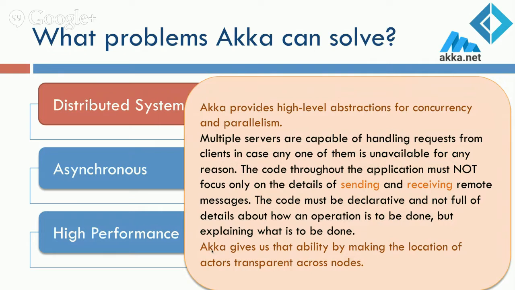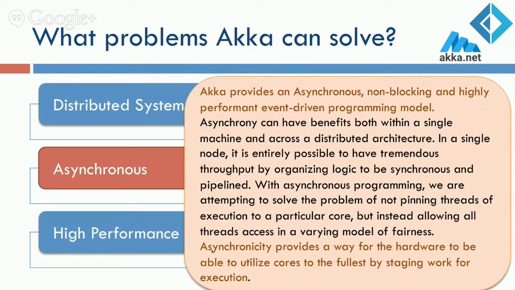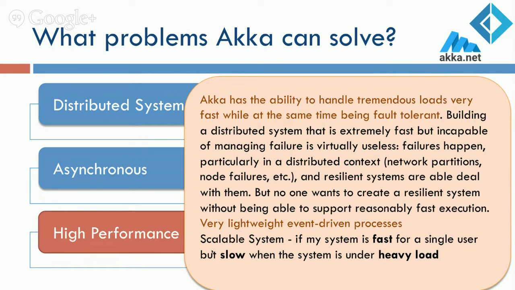So, what kind of problems can Akka solve, right? Well, at this point we know it is great for distributed systems. Akka provides a high-level abstraction for concurrency and parallelism, and thanks to location transparency, gives us the ability to communicate across nodes in a very transparent manner. As I mentioned, it is asynchronous and non-blocking, and that's the answer for event-driven applications. And of course, all put together, Akka provides a simple programming model to write high-performance applications. It's able to handle tremendous load and react quickly to the messages sent, and at the same time be fault tolerant, right?